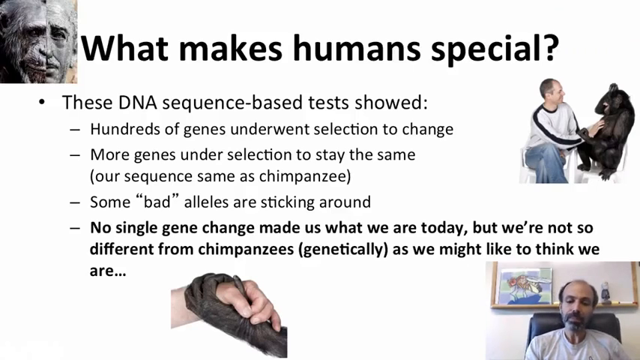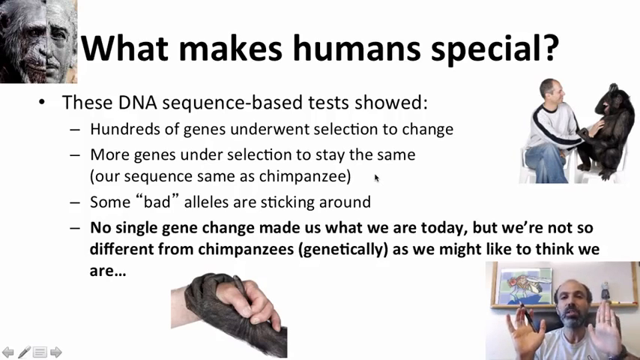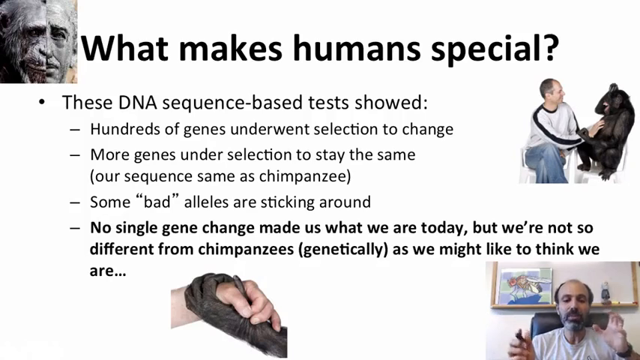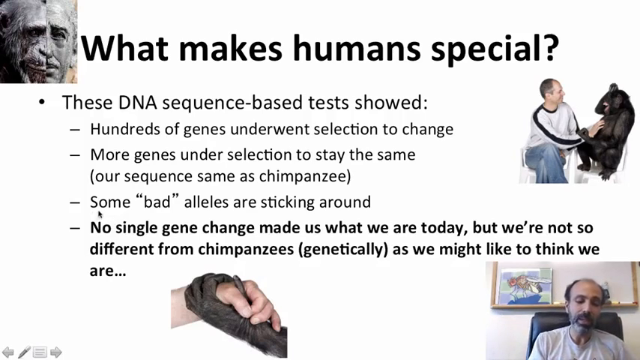So closing out, what makes humans special? Well, these DNA sequence-based tests have shown that, again, hundreds of genes have undergone selection to change, and when I say selection to change, I'm referring to this positive selection, these adaptive variants. More genes are under some selection to stay the same, that basically non-synonymous changes are bad and therefore they're held back. They don't ever become differences between species but may linger as differences within species, and therefore some of these bad alleles are sticking around.